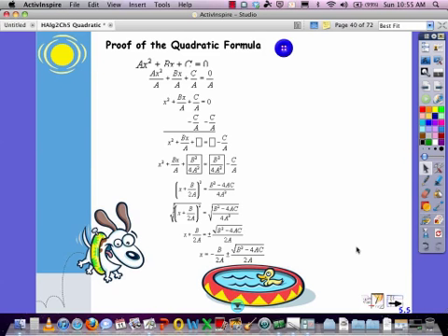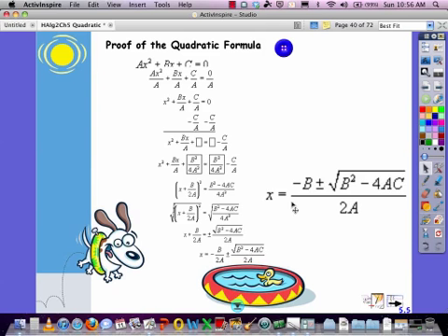all over 2a. But that's like two separate fractions, so there's one more step you can do to clean it up, and that gives you what you should have memorized as the quadratic formula. x equals the opposite of b plus or minus square root of b squared minus 4ac all over 2a.